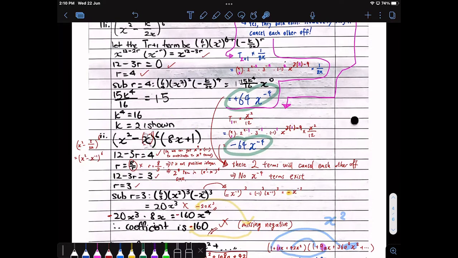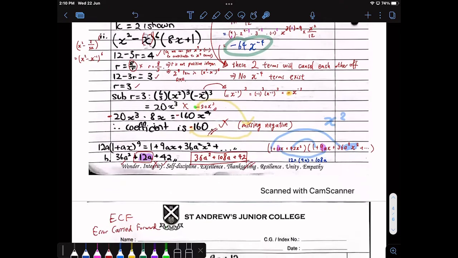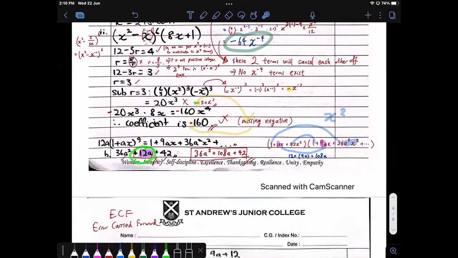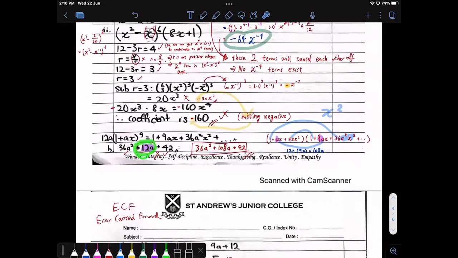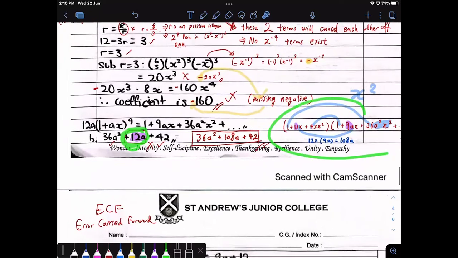Okay. Then I think the mistake over here is just you missed out a negative sign. Negative x power 3. Okay. What else? Here, careless mistake. I think it should be 108. Should be a 108. Because you see over here, to get your, what is it?